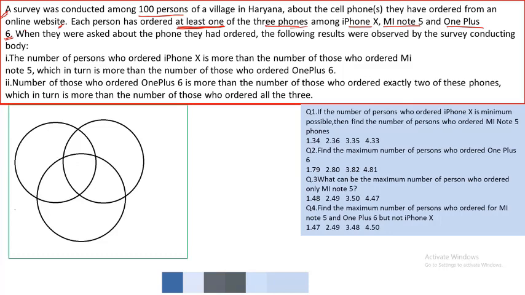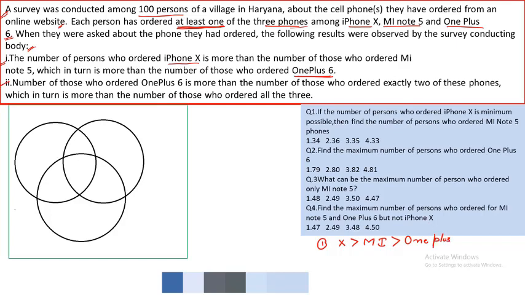Now, when they were asked about the phone that they have ordered, the following results were observed by the survey conducting body. The first information is that the number of persons who ordered iPhone X is more than the number who ordered MI Note 5, which in turn is more than the number of those who ordered OnePlus 6. So iPhone X is greater than MI, and this is greater than OnePlus. I'm just writing OnePlus.